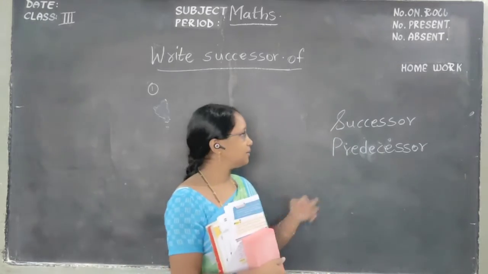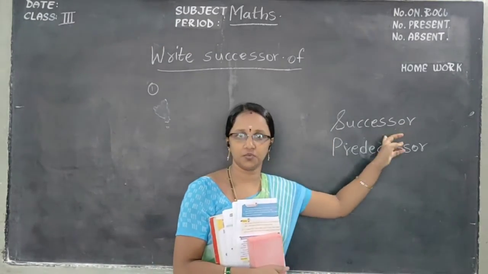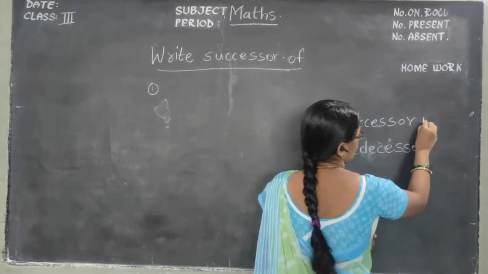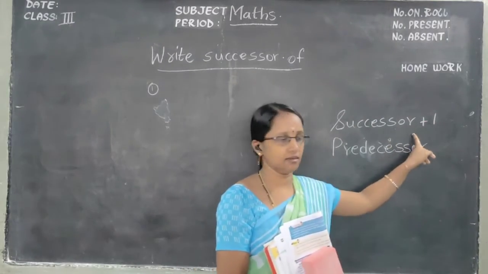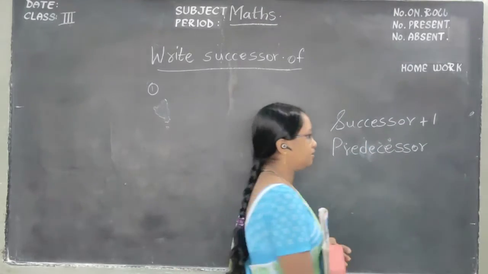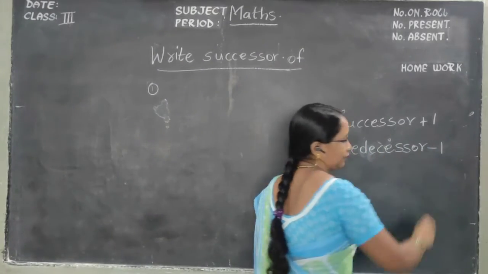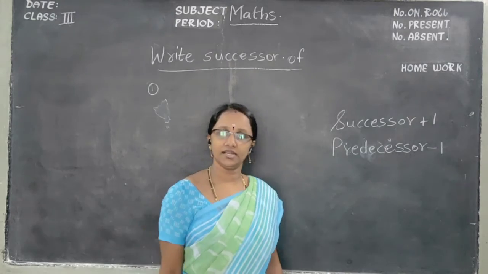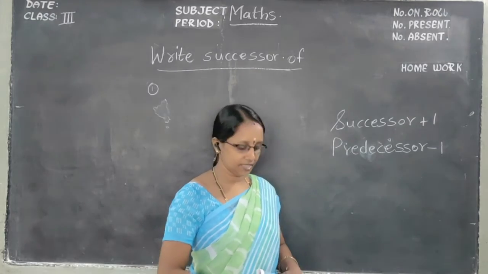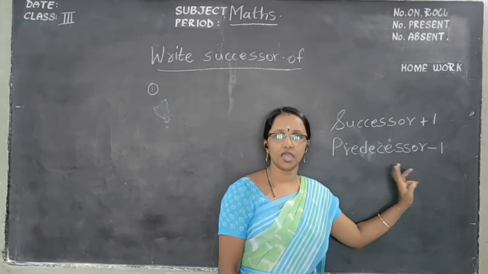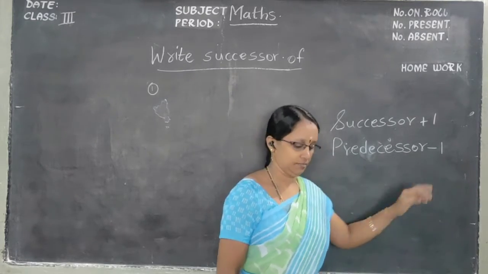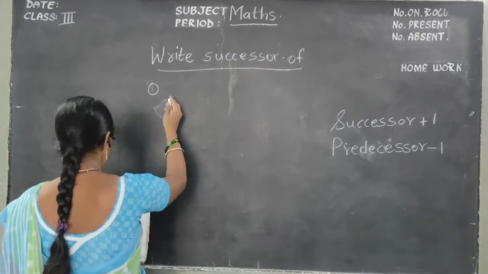Successor means what? We have to add plus 1. Easily you can remember, that is adding plus 1, successor. And predecessor means what? Subtracting 1. Understand? Whatever the question is given, for successor you have to add plus 1. Predecessor means you have to minus 1. Now see, we will go to the questions.